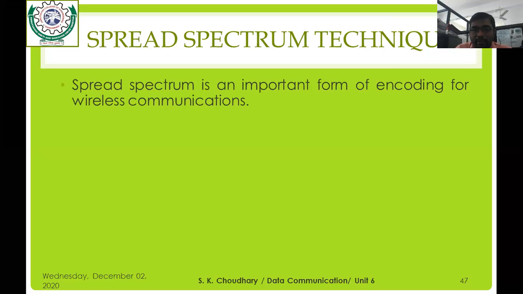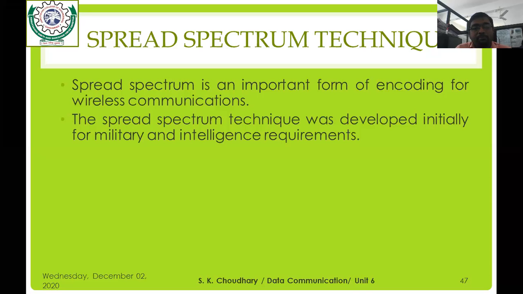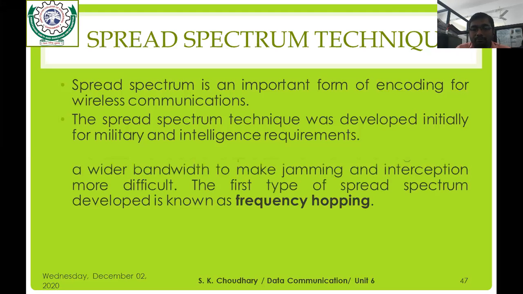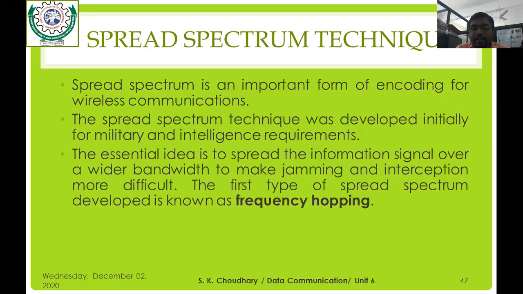So spread spectrum technique is an important form of encoding for wireless communication. The spread spectrum technique was developed initially for military and intelligence requirements. So what is the idea behind this? The idea is to spread the information signal over a wider bandwidth to make jamming and interceptions more difficult.